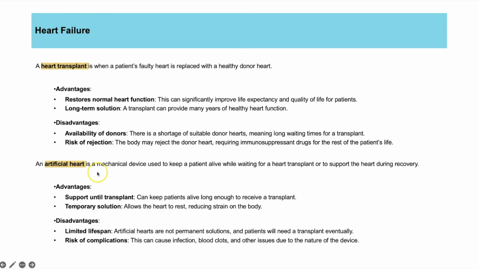An artificial heart is a mechanical device which can be used to keep a patient alive while they're waiting for a human heart transplant. So advantages are it is readily available and it can keep you alive long enough while you're waiting for a heart transplant. It is temporary though. It allows the heart to rest, so it is going to reduce the strain on the body, but it's not going to be like a lifelong solution.